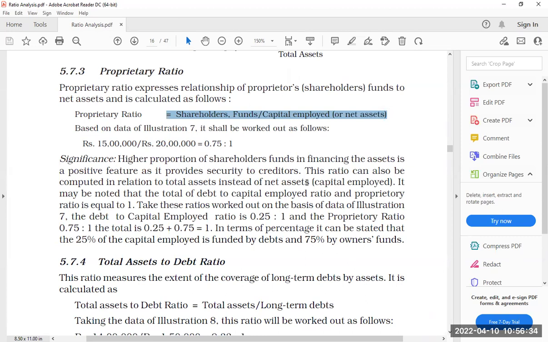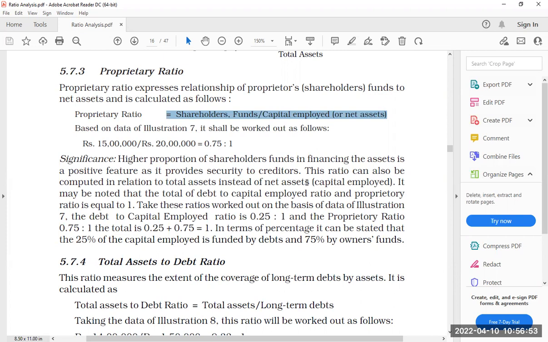What is the difference between this and the previous one? In the previous one, shareholder fund plus long-term debt was the denominator. Here also, capital employed is the denominator. But the numerator is not the long-term debt. It is only shareholder fund.